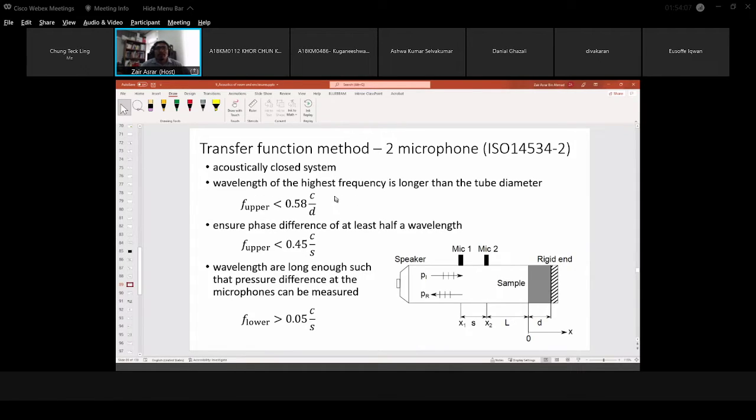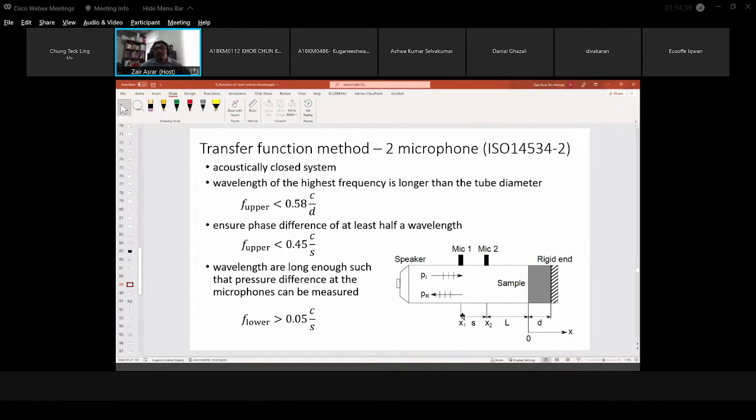Okay, which is equal to F upper should be less than 0.58 times C over D. D is our tube diameter. And we also have to ensure that the phase difference between the incident and reflected wave should be at least half of a wavelength. So our upper frequency that we send to our speaker should also be less than 0.45 C over S.